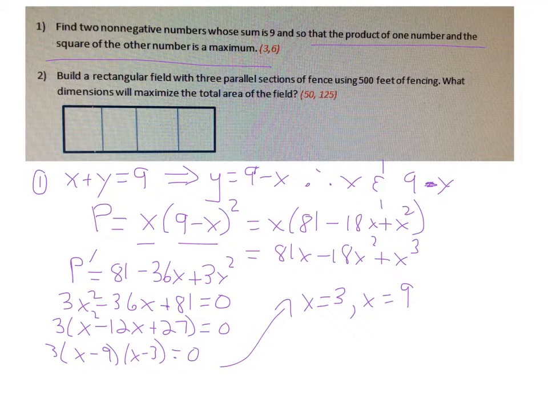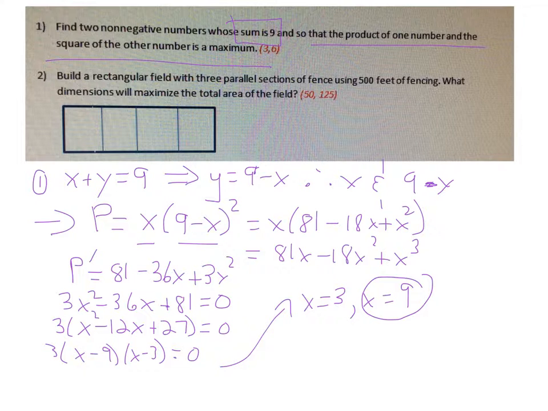All right, so now what we have to do is think about the question, and the question said that the two numbers have to add up to 9. That means the sum is 9. If we choose 9 for x, that would mean that the other number is equal to 0, and that's impossible because we're not going to get a maximum product if that's the case. We would have for the product 9 times 0 equals 0.